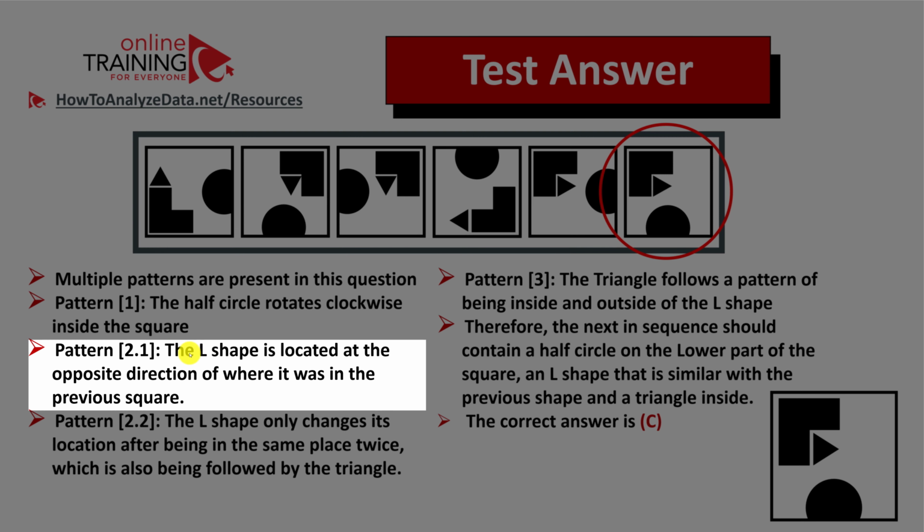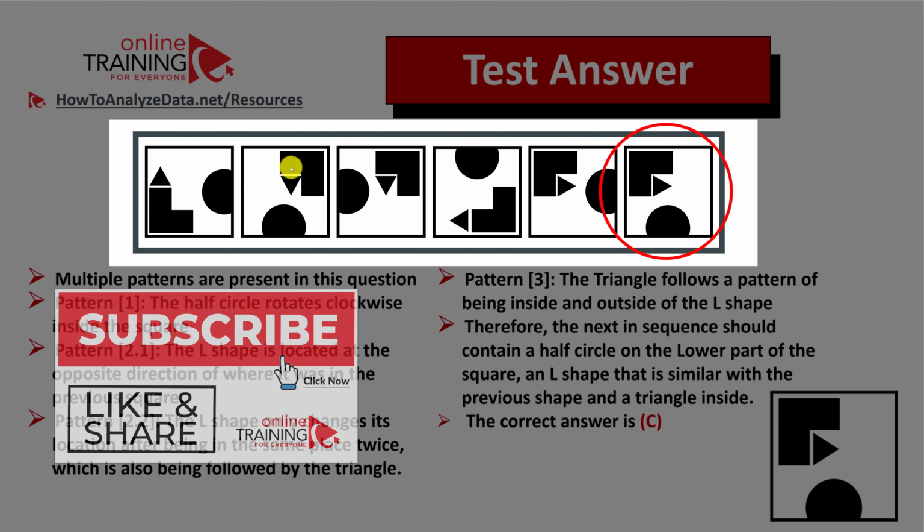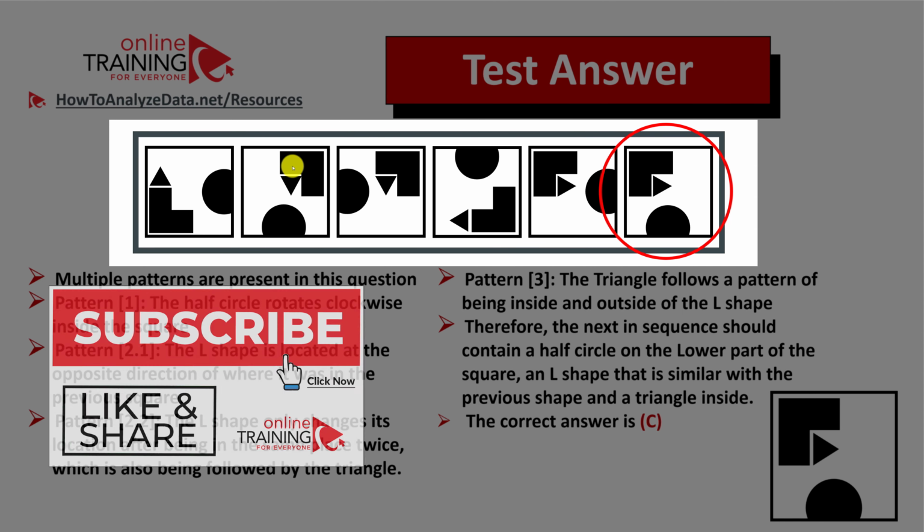The second pattern is where the L shape is located in the opposite direction of where it was in the previous square. So you see that the L shape in the first square is located in the bottom left. In the next square, it's located in the upper right corner.